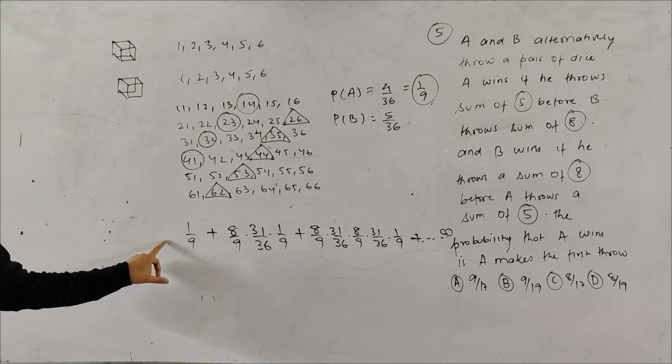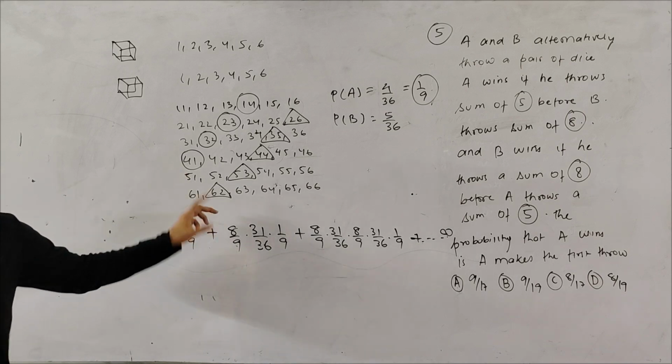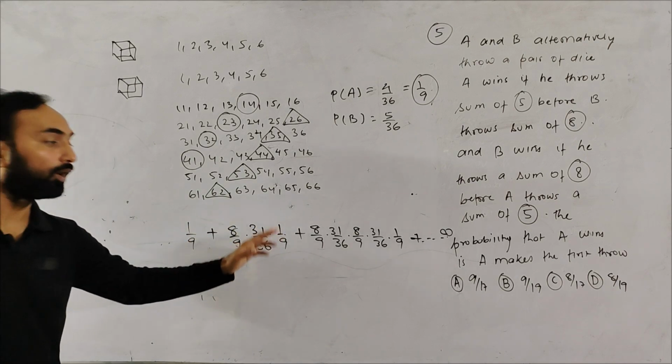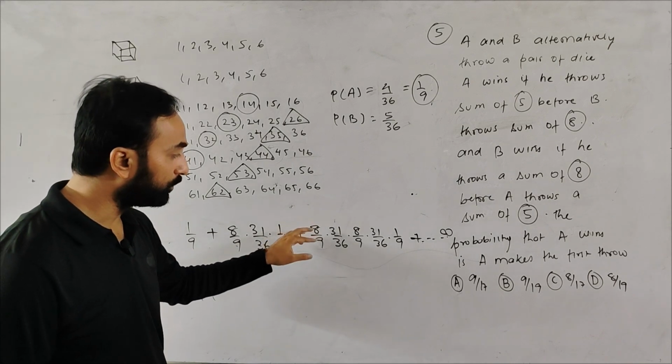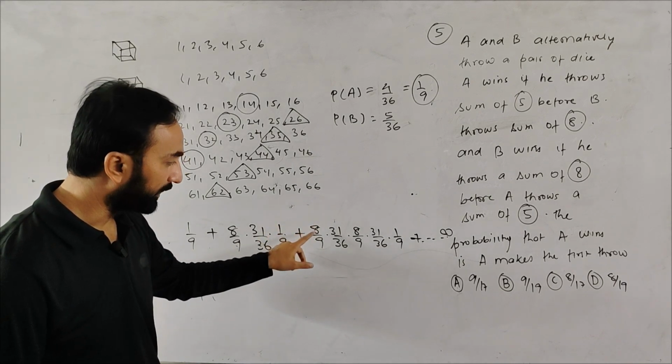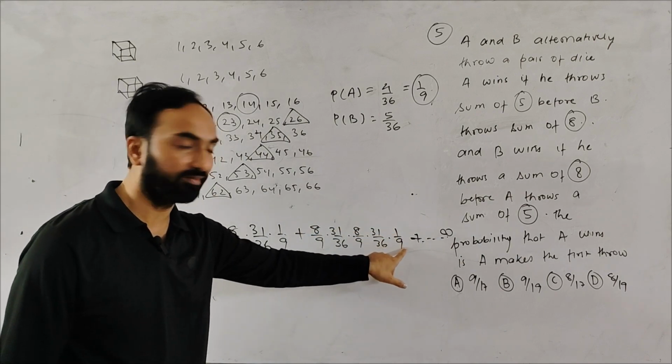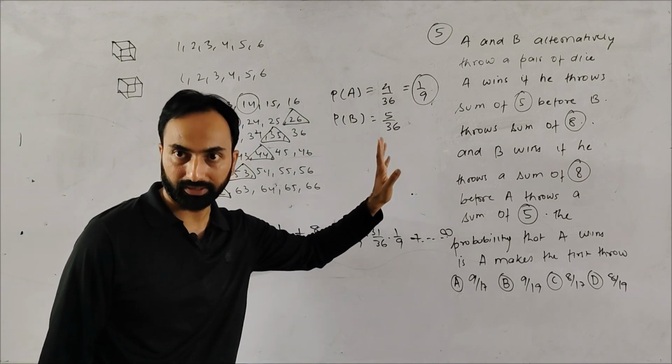Start with A win, or the condition will go from where? The condition will go to A lost, B lost, A win. Correct? Or else it will go from A lost, B lost, then again A lost, B lost, and finally A win. And this game will continue, right?